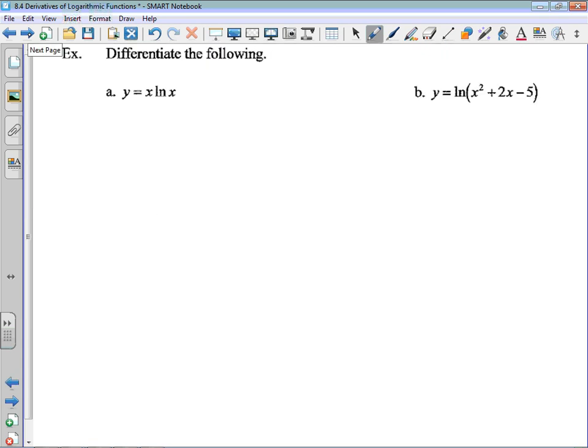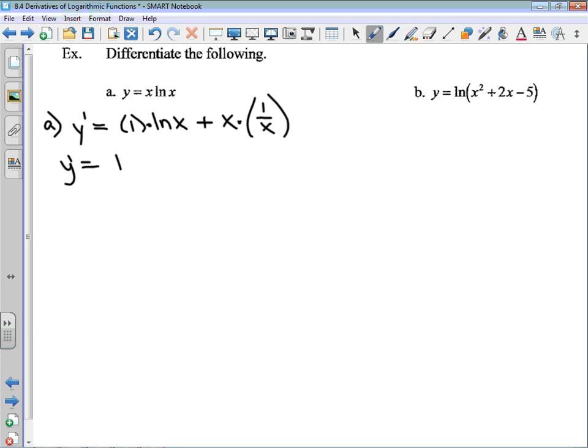It wants us to differentiate the following. A is a product rule situation. You could put that x up into the exponent inside the natural logarithm. That is not a good idea. It is not very simple to take the derivative of x to the power of x. So instead, I am going to treat this as a product rule. So the derivative of x is 1. I'm going to multiply that by ln x plus x times the derivative of ln x. Well, the derivative of ln x is 1 over x. And I get that y prime is equal to the natural log of x plus 1. All right, not too bad.